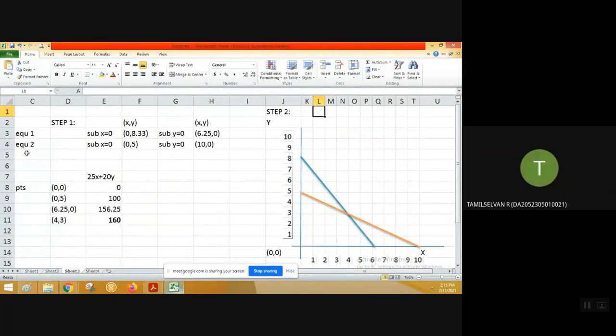Less than or equal to. Both are less than or equal to. So just consider for this equation 1, this is an area. But for equation 2, this cannot be a common area, right? Because it is towards origin.